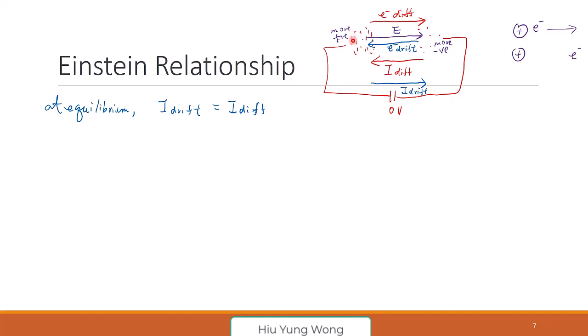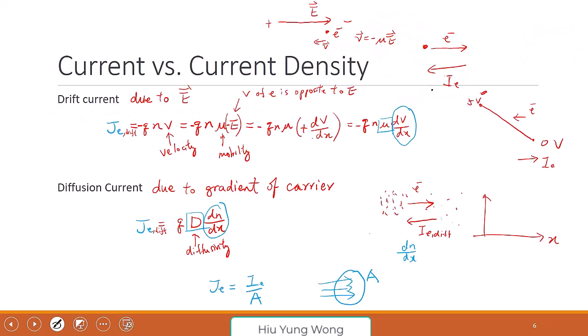I have a lot of electrons here. I keep diffusing to the right, but eventually I build up the electric field. It forces me back. I want to go there, but there's a force pushing me back. So there will be no current flowing, right? And from here, we derive a very famous thing called the Einstein relationship. We remember what is I drift. Negative q n mu dV/dx.